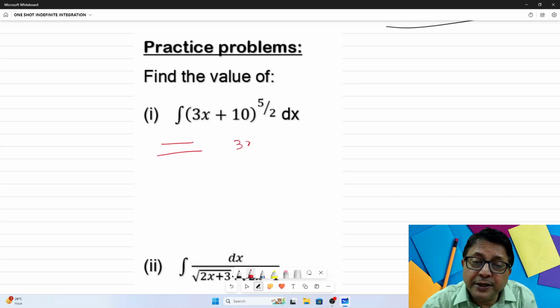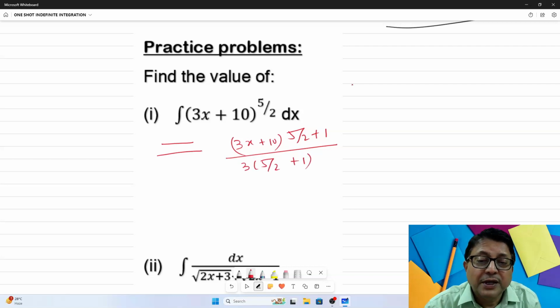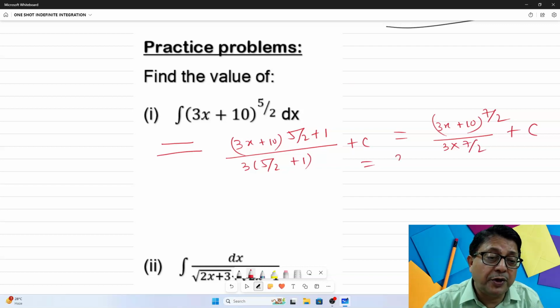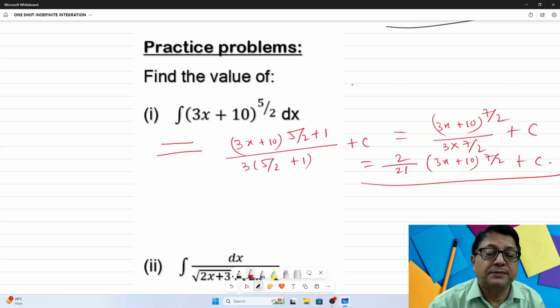So here it will be (3x+10)^(5/2+1) by 3 into (5/2+1). n plus 1 will come there, and the coefficient of x will come down. This I told you earlier also. So it is (3x+10)^(7/2) by 3 into 7/2 plus c. So this is going to be 2 by 21 (3x+10)^(7/2) plus c. Alright.